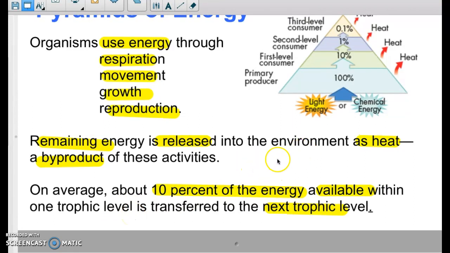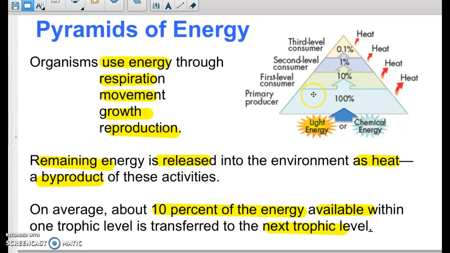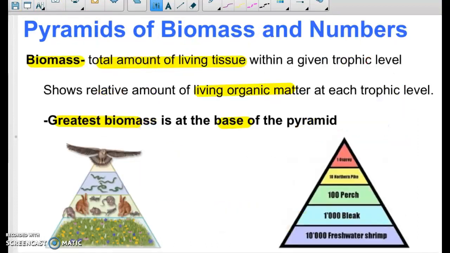Only 10% of that carrot's energy actually goes to the bunny. That's what this pyramid is showing, how 100% of the energy was in the primary producers, but as you move up to the bunny and then to the bird, you lose energy. Only 10% goes to the next level. Most of it is either used by the organism or released as heat into the atmosphere. So it's either heat or used, and only 10% actually moves up to the next trophic level. That's the pyramid of energy.